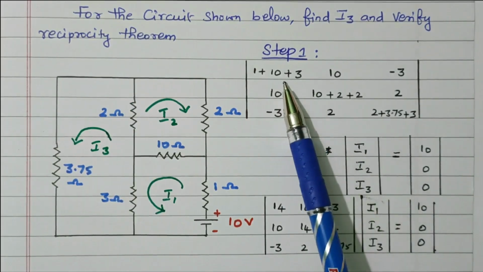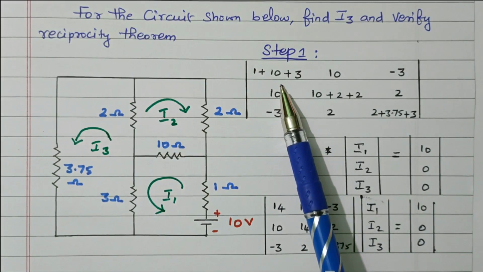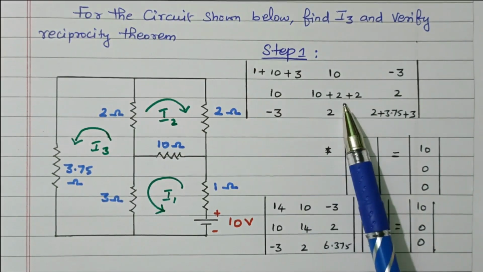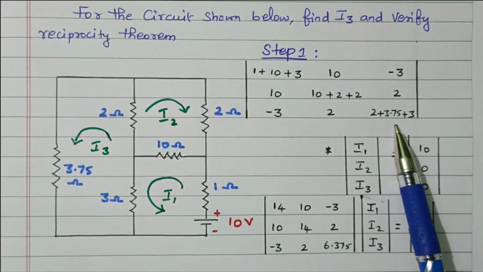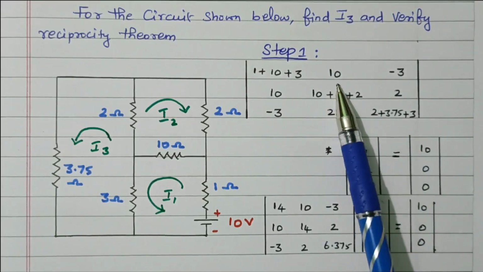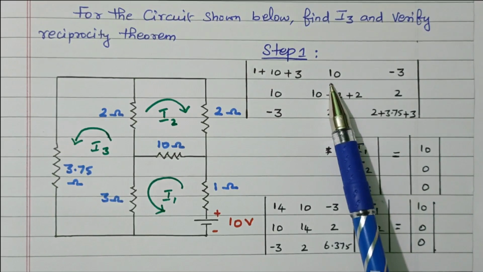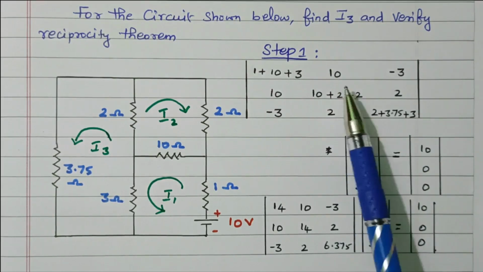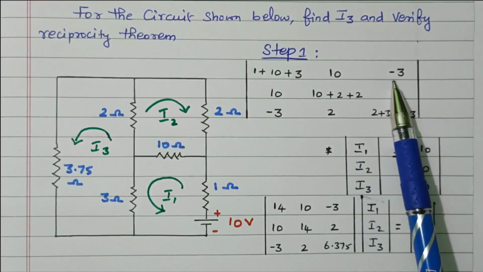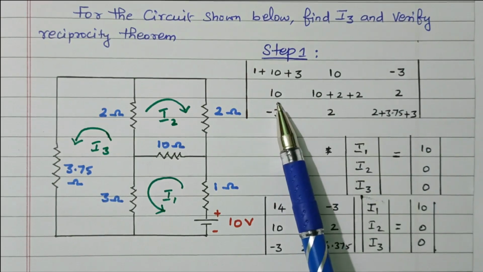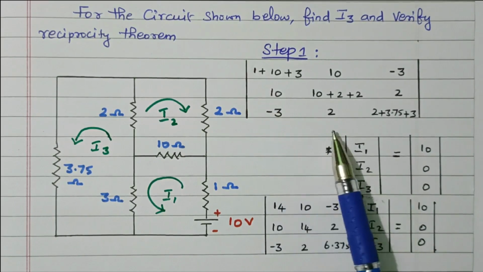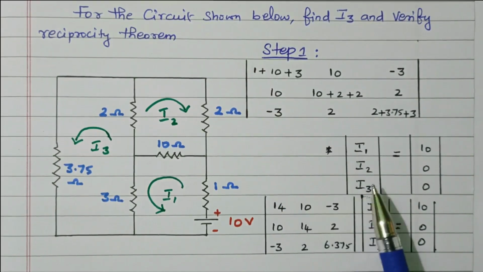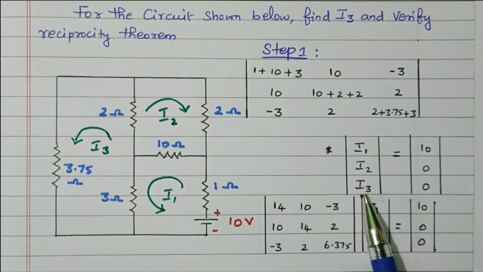So this is R11, total resistor in loop 1. R22, total resistor in the second loop. R33, total resistor in the third loop. This is R12, the common resistor available between the first loop and second loop. Similarly, R13, between 1 and 3. Then R21, R23, this is R31, this is R32, commonly available between the third and second loop. The currents are I1, I2, I3.